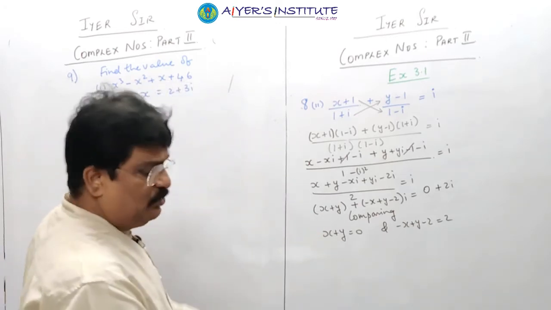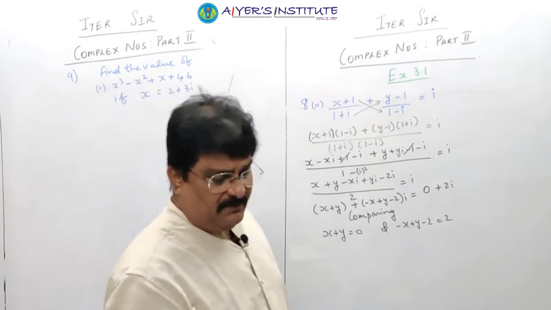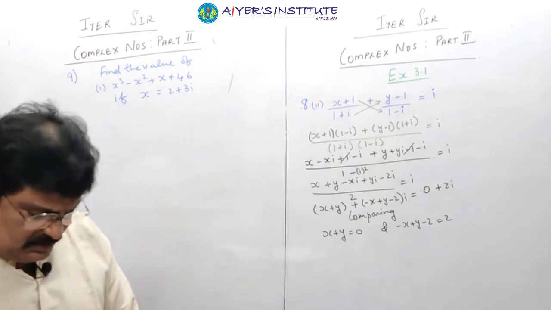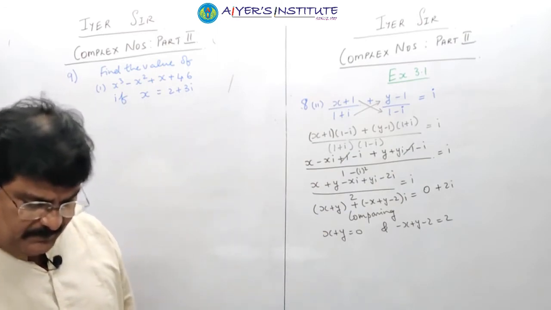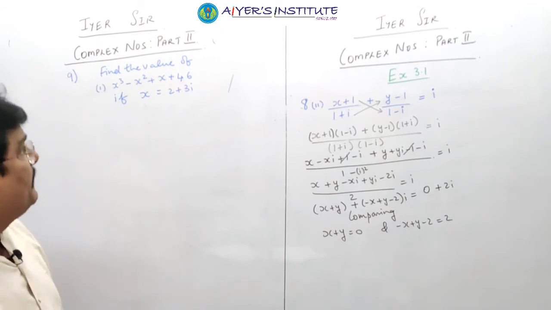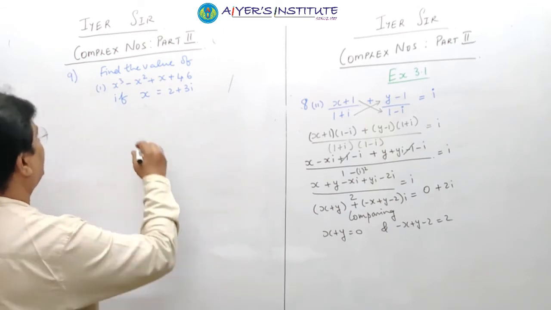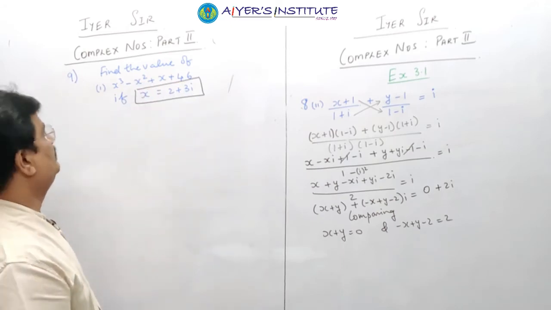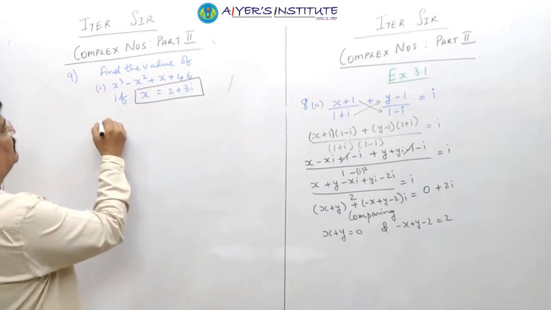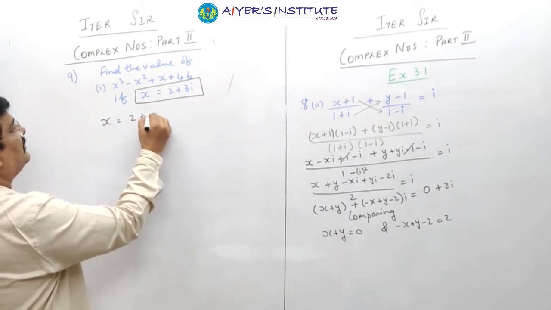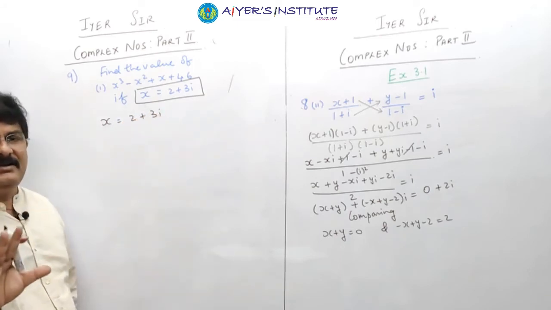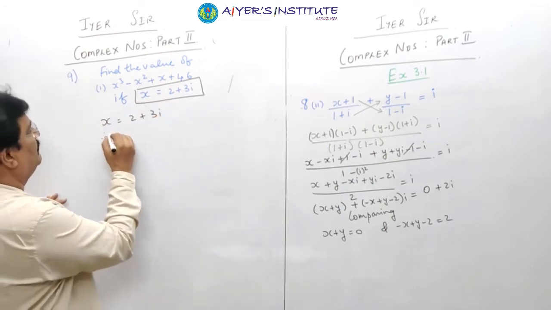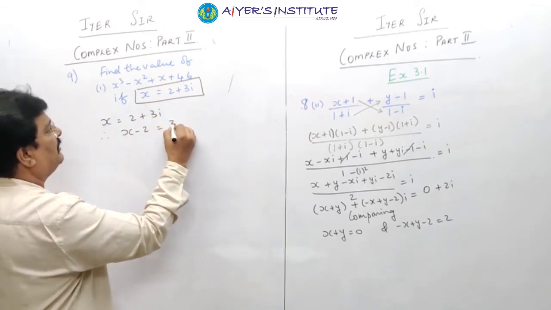Now we come to one of the most important topics of this chapter, where we use the concept of division and we try to solve the sums. Now, whenever we have these type of sums, if the condition is given, we take that first. So we'll say x is equal to 2 plus 3i. The i term we have to write separately. So i is here, bring the 2 here. Therefore, x minus 2 is equal to 3i.